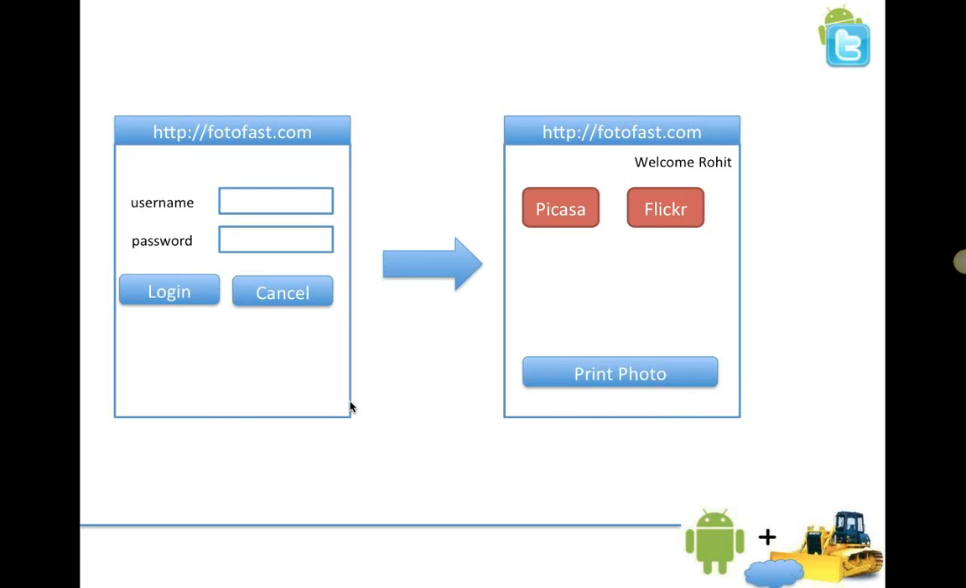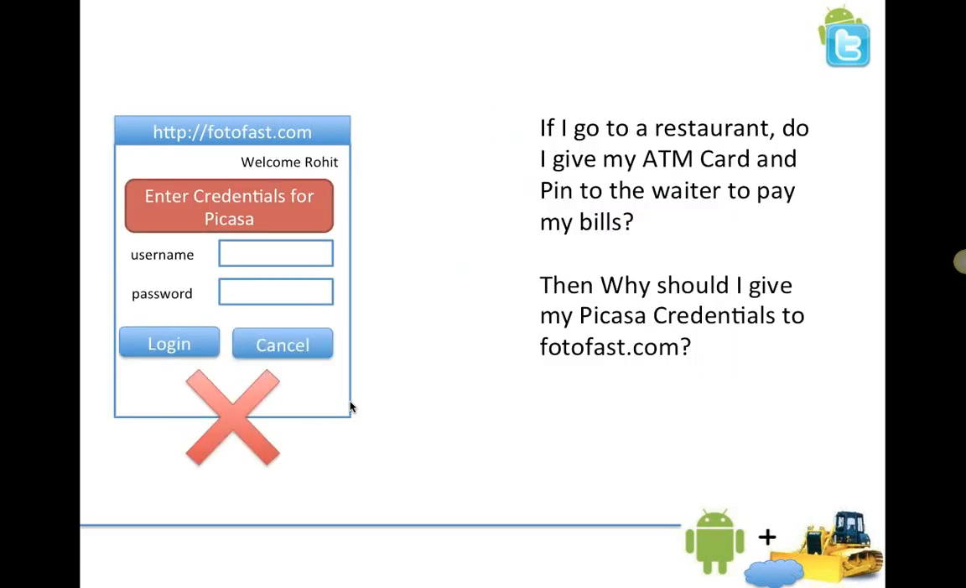I log in, and then I'm given an option: you want to print the photographs, but where are your photographs? It gives the option that, okay, if your photographs are in Picasa or on Flickr, probably I can get them for you. So I say, that's cool, I'm just going to hit Picasa. On the next screen, I'm still on PhotoFast, and it tells me, can you give me your Picasa username and password? And that sets an alarm in my head. That's not right.